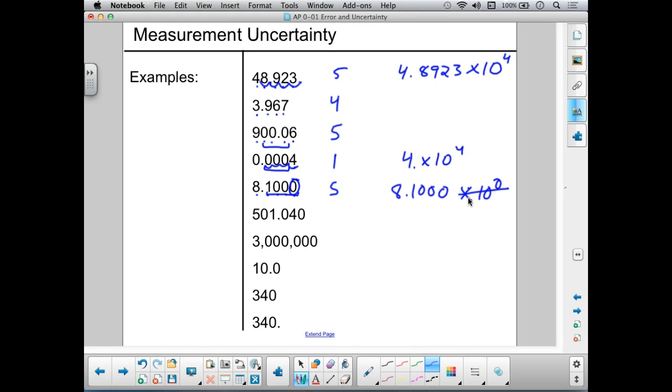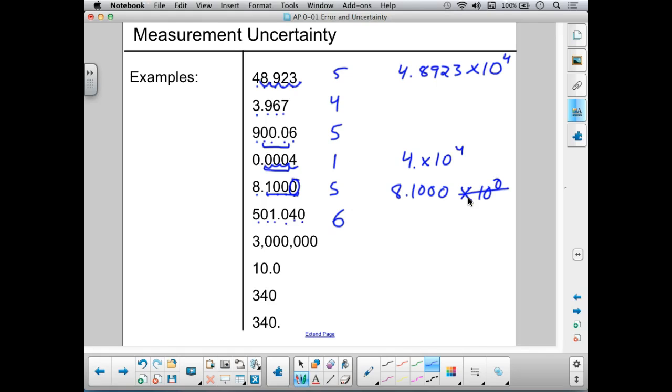501.040. I have 3 non-zero values. Those are automatically significant. I have 2 zeros that are between significant figures. That makes them significant, so that's 5. And this is a trailing 0 to the right of the decimal, which makes it significant as well.